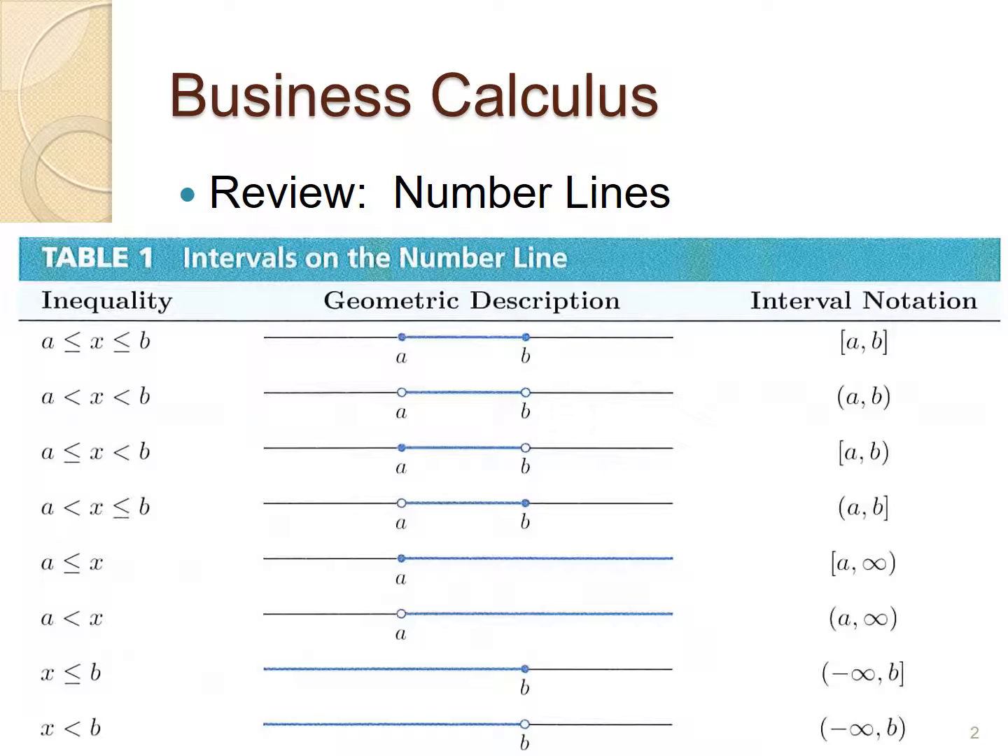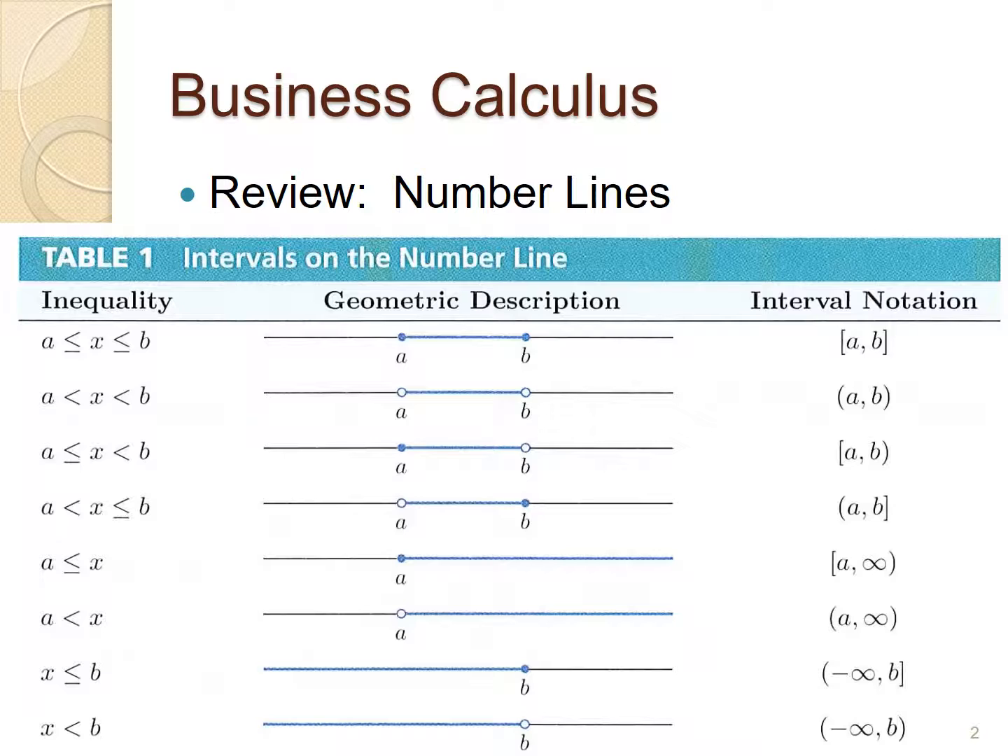The fourth one, where A is less than X and also X is less than or equal to B, then again the open dot and the closed dot, or the parenthesis and the bracket with things filled in between. The interval notation of parenthesis A, comma, B, bracket means it's from A to B, including B, but it does not include A.